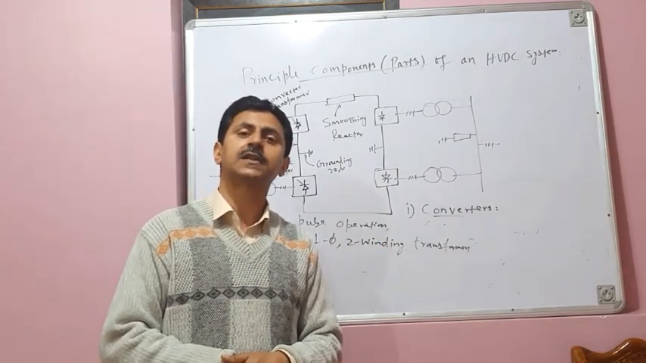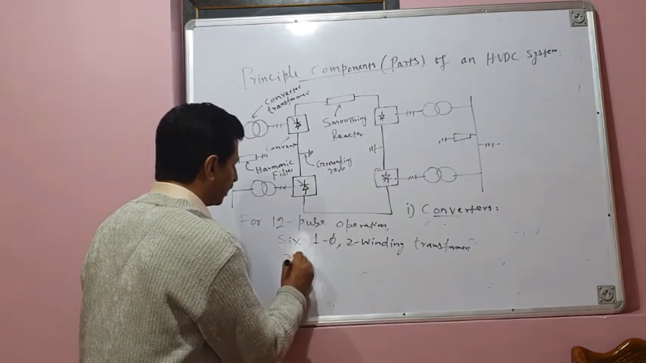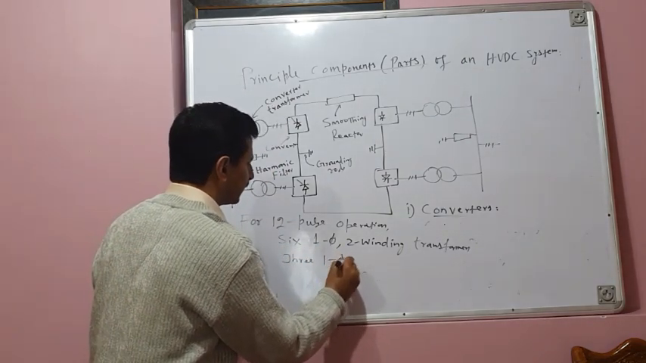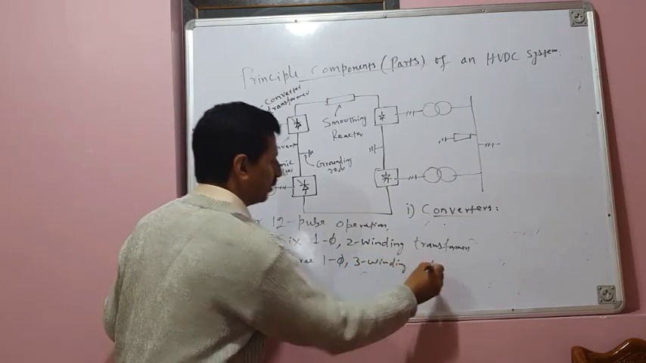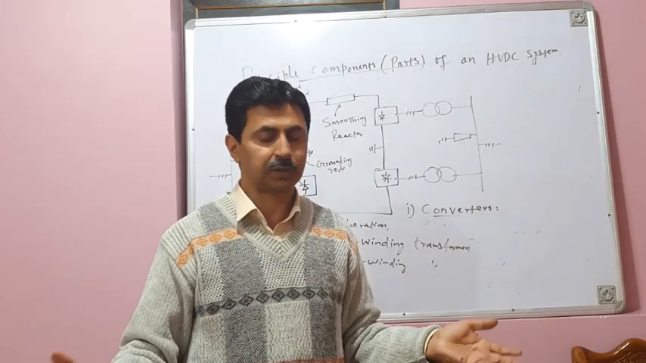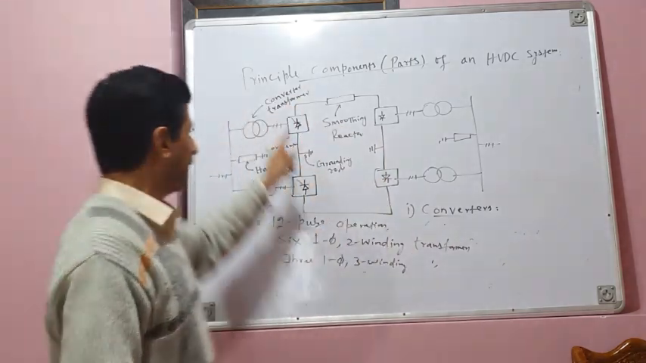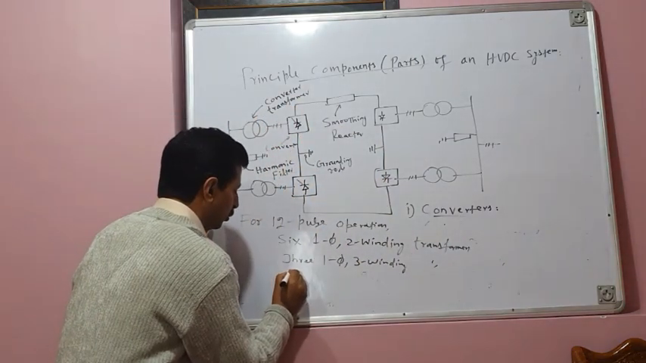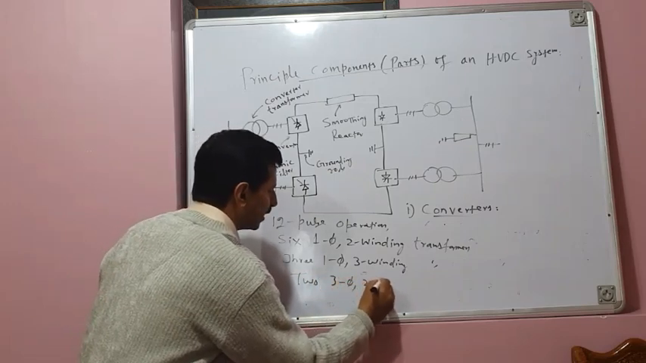Now, if single phase 3-winding transformers are available to you, then you need 3 single phase 3-winding transformers. This is another possibility. Or if you have 3 phase 2 winding transformers available to you, then how many do you need? Only 2, as in this case. Or you use 2 3 phase 2 winding transformers.